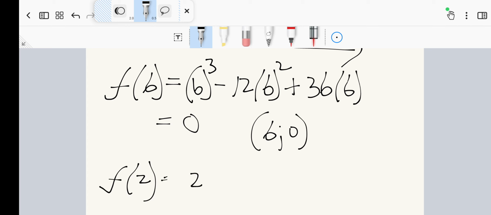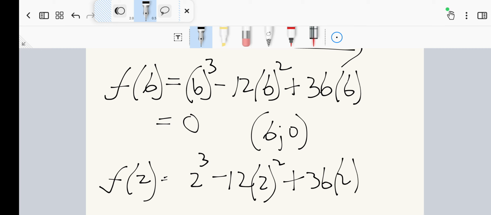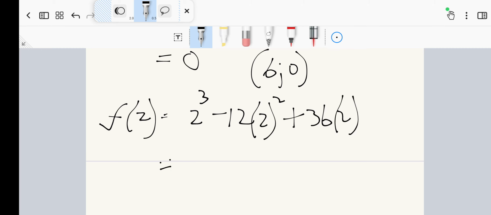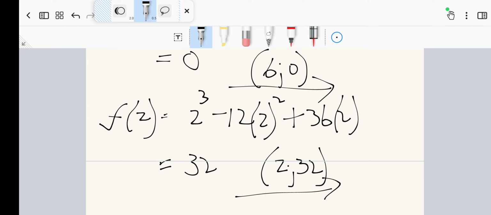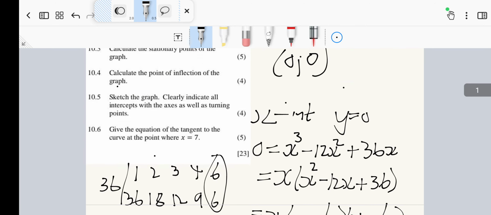So it's going to be 2 cubed minus 12 times 2 squared plus 36 times 2. Again, put all of this nicely into our calculator. And that's 32. Okay, coordinate is 2 and 32. So we found our 2 stationary points, our turning points, this one and that one. Let's cut this video here. Let's see, what do they ask us next?